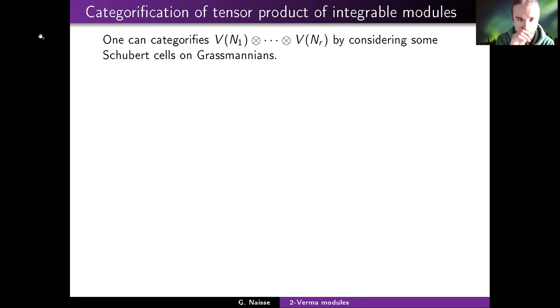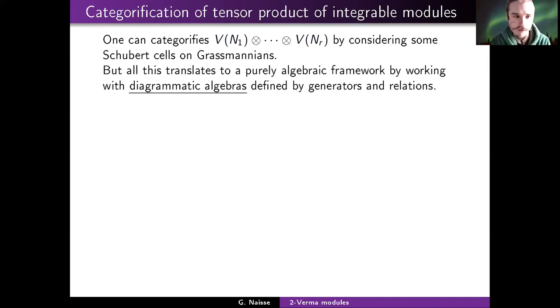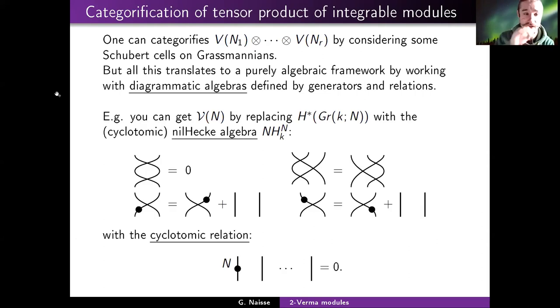And the way Webster categorified the tensor product of several copies of finite dimensional representation, well, his motivation was by looking at Schubert cells on Grassmannian. But again, I'm not really comfortable with geometry, so I don't want to explain this. But the nice thing for me is that you can translate all this into a purely algebraic framework by working with diagrammatic algebra defined by generators and relations. And for this, I can already give you an example of such a diagrammatic algebra. And it is the nil-Hecke algebra.